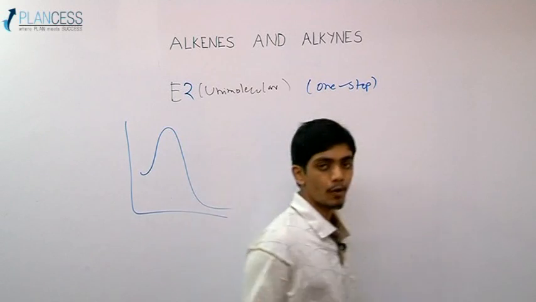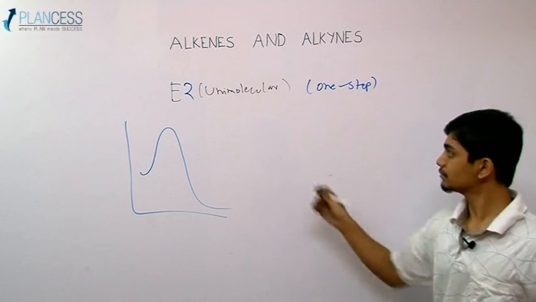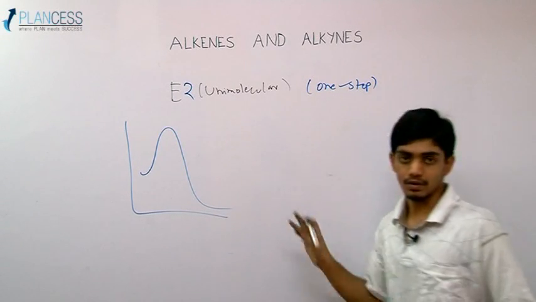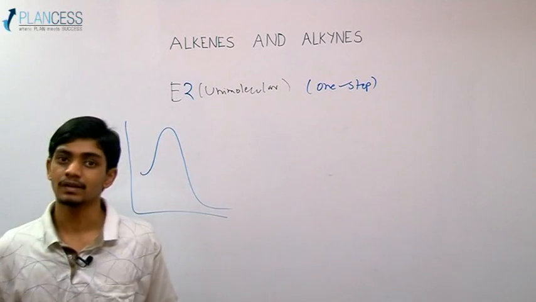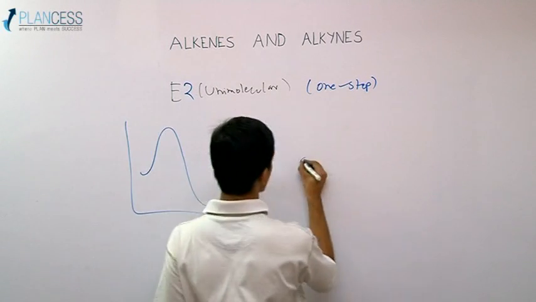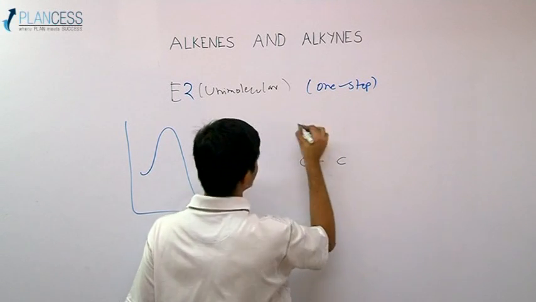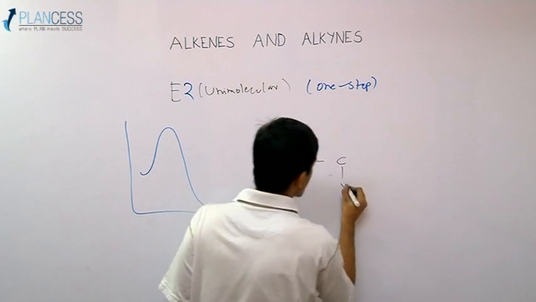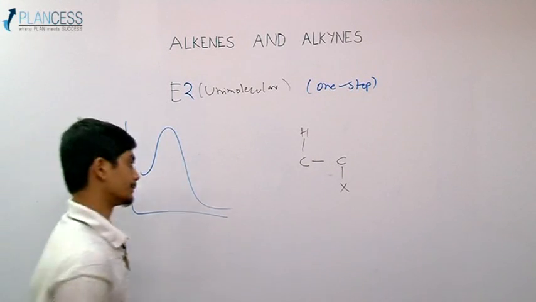Now the most important feature of the E2 mechanism is not that it is second order or that it is bimolecular, but the stereochemistry of the reaction. That is the most important feature of E2 reactions. But let me just give you a general idea about E2.